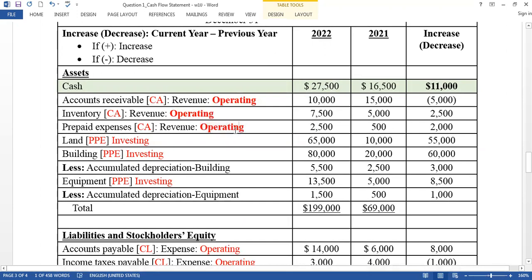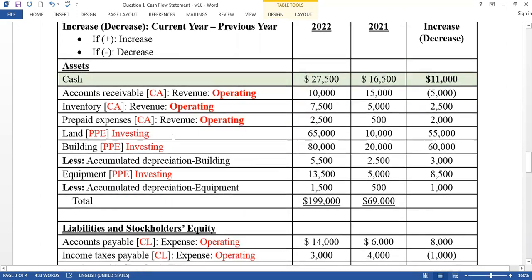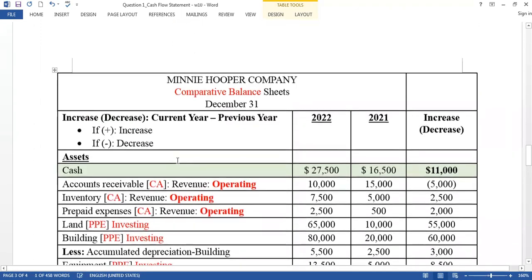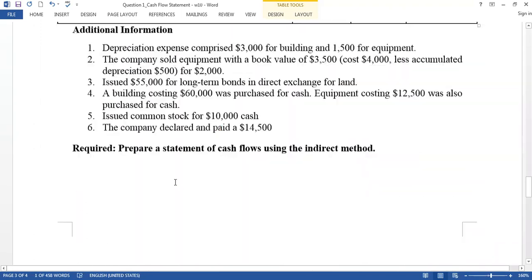Why are they operating? Because they are indirectly related with revenue. Then accounts payable and income tax payable are operating activities. Why? Because they are related indirectly with expense. Now let me see the first one, accounts receivable.